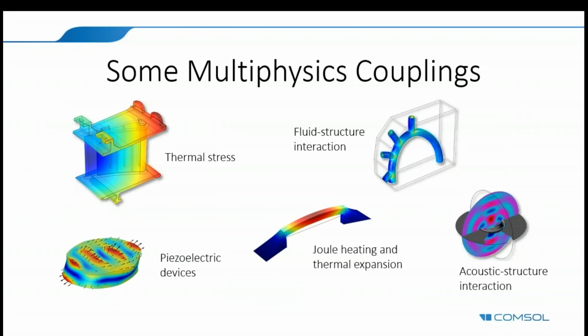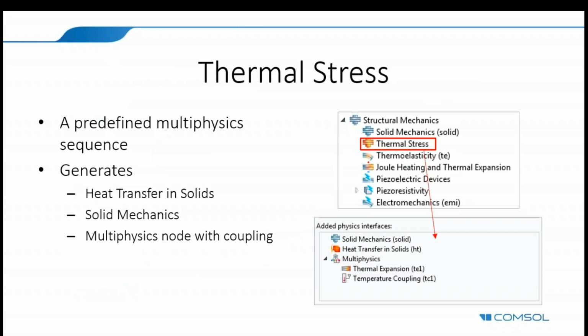So, as I mentioned at the beginning, one of the key aspects of the software is this idea of multiphysics. Within the realm of structural mechanics, there are a number of multiphysics couplings that are available. This is just some of them. The one that I'm going to focus on here is thermal stress. One of the key mechanisms that is simulated in manufacturing processes is thermal stress.